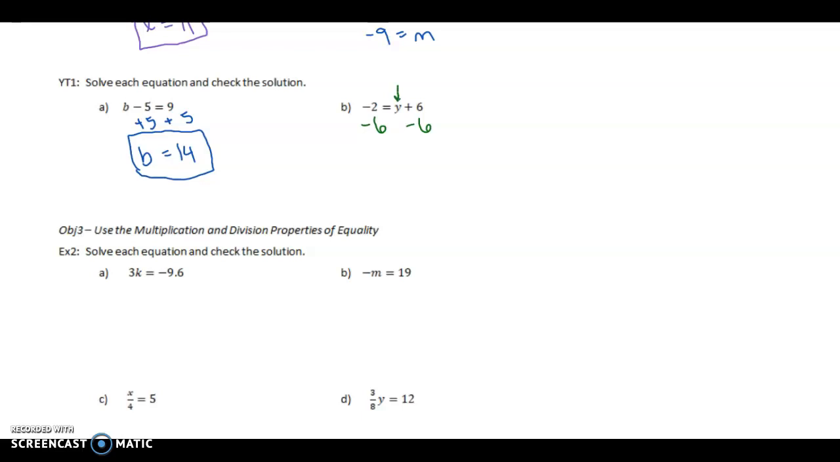And it's all about where the variable is. So you might have thought to add 2, but the variable's not on that side. It's all about where the variable is, and you're trying to get everything away from the variable. So you should have gotten negative 8 equals y, which we write y equals negative 8. Again, across an equal sign, it's okay to switch the sides.